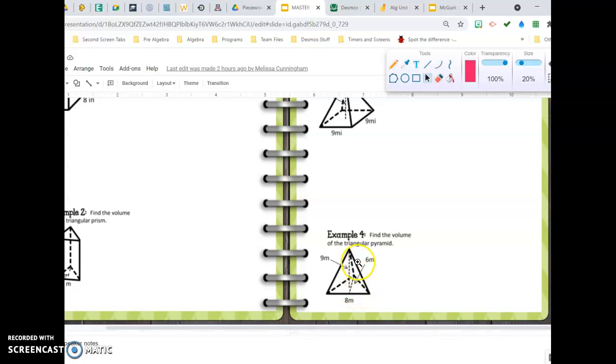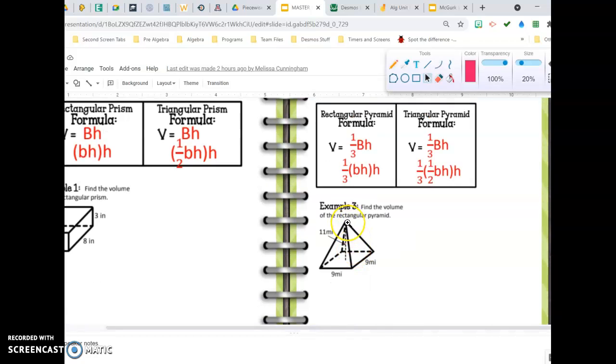The difference here is that it comes up to a point here. So there's a point here, and then there's a point up here, and they come up and join together, which makes it different than the rectangular prism or the triangular prism. So to find the volume of a rectangular pyramid or triangular pyramid, you're going to take 1/3 times the area of the base, that's what the big B is, times the height. What's different is how you calculate that area of the base.